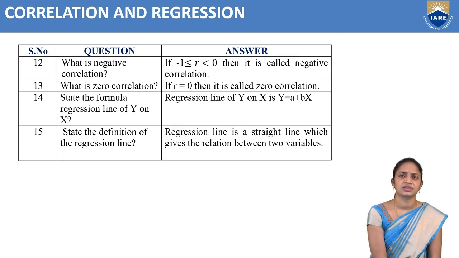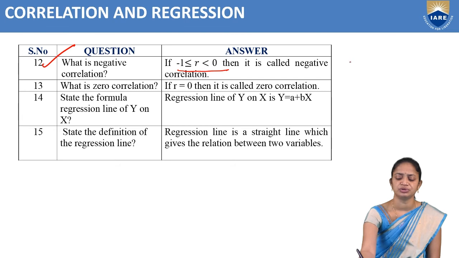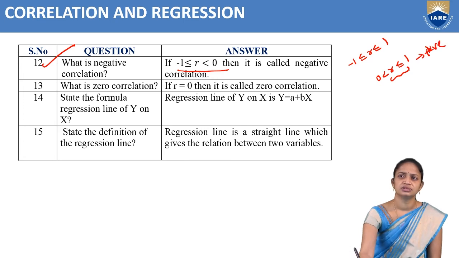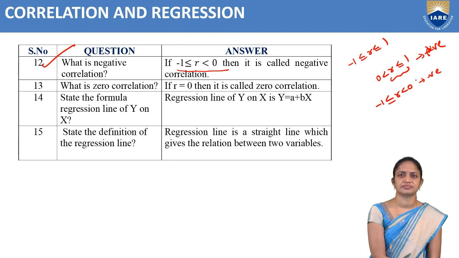Next one. What is negative correlation? If minus 1 is less than or equal to r less than 0, then it is called negative correlation. Because we know that r always lies between minus 1 and 1, if 0 is less than r less than or equal to 1 that is positive correlation, and if minus 1 is less than or equal to r less than 0, then that is a negative correlation.